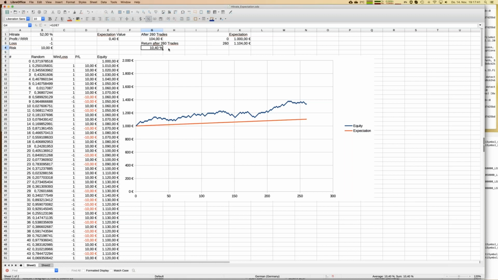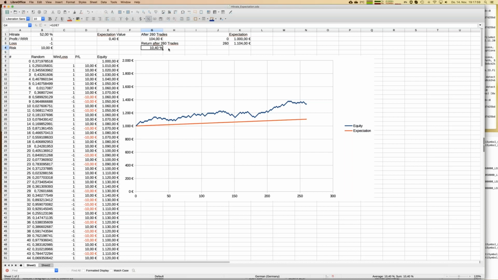Everybody can convince me that he can do better, but please do it a couple of years in a row and not just with a few trades. So therefore, I'm satisfied with 10% or 10.4% anyhow. But now the problem starts.